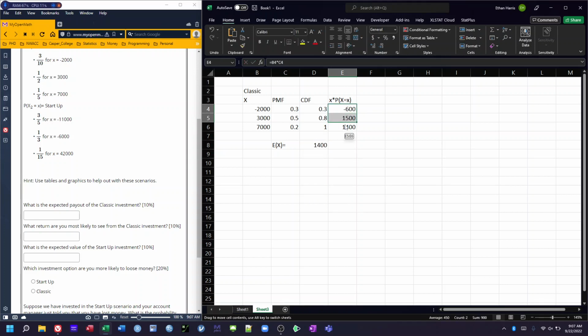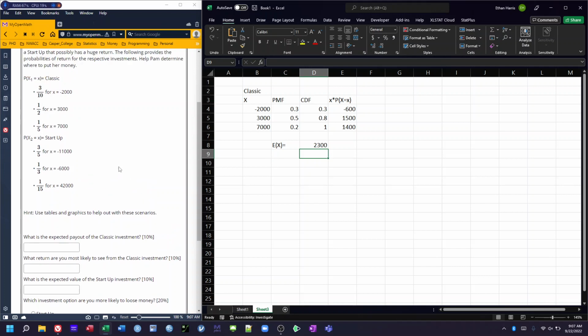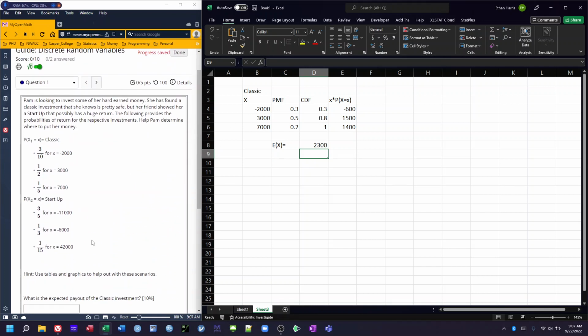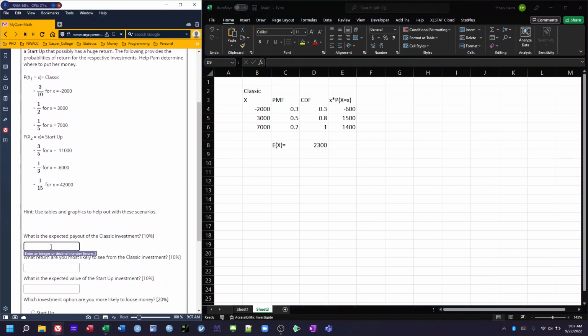Let's try that again. It's the sum of this column right here. And so we have that our expected value is going to be $2,300 from this investment. Okay. So we have that for our classic example, and we can put that in for our expected as 2,300.